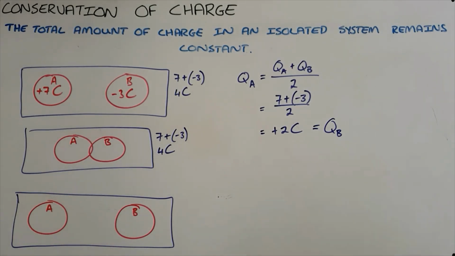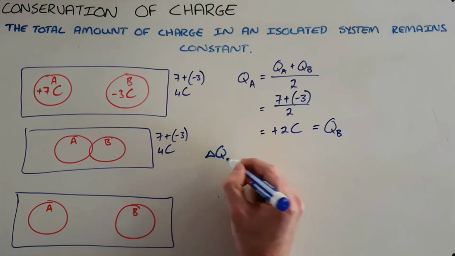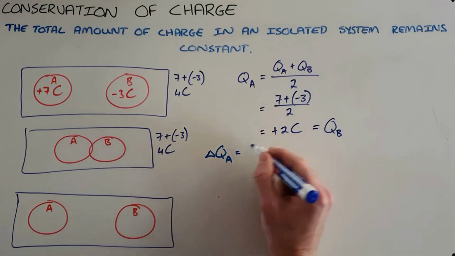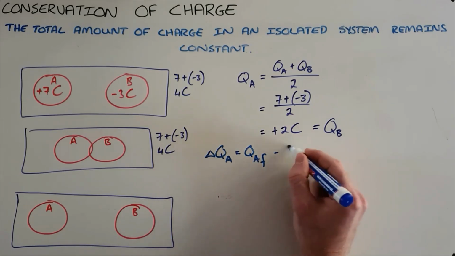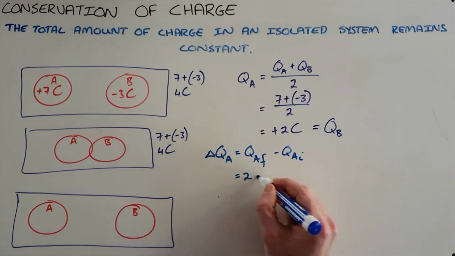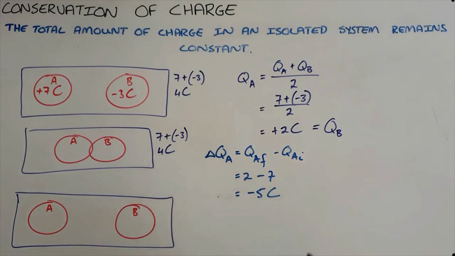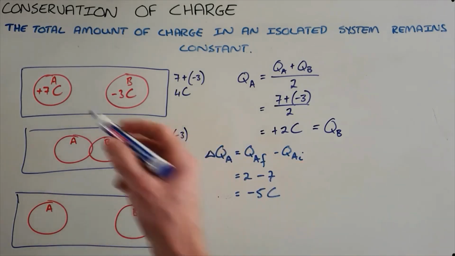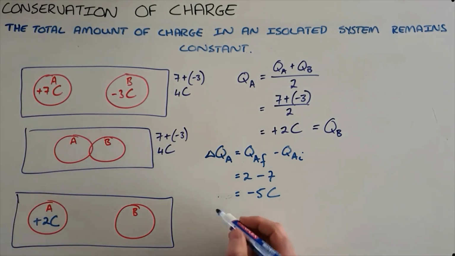An extension of this question would be to calculate the change in charge for any one of these objects. We can say that the change in charge on object A is equal to the final charge of A minus the initial charge of A. The final charge is 2, the initial charge was 7, and the change therefore was -5 coulombs. As we can see, A went from having a charge of +7 to having a charge of +2, which clearly shows that it has lost 5 coulombs of charge.